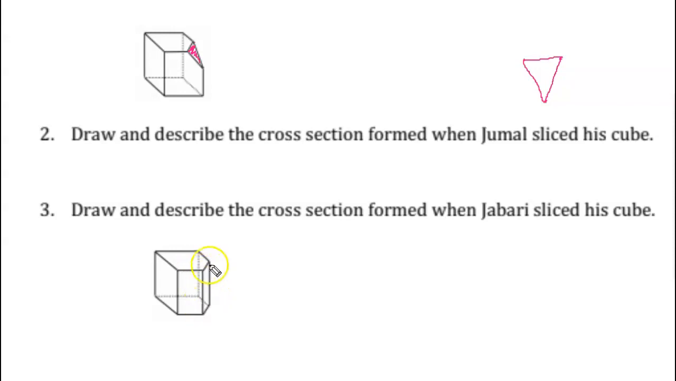Now when Jabari sliced his cube, he took off that whole edge on this side, right? So he took off this whole part. I've got a corner, and a corner. So if I end up with four corners to that cross section, it looks like I end up with a rectangle.